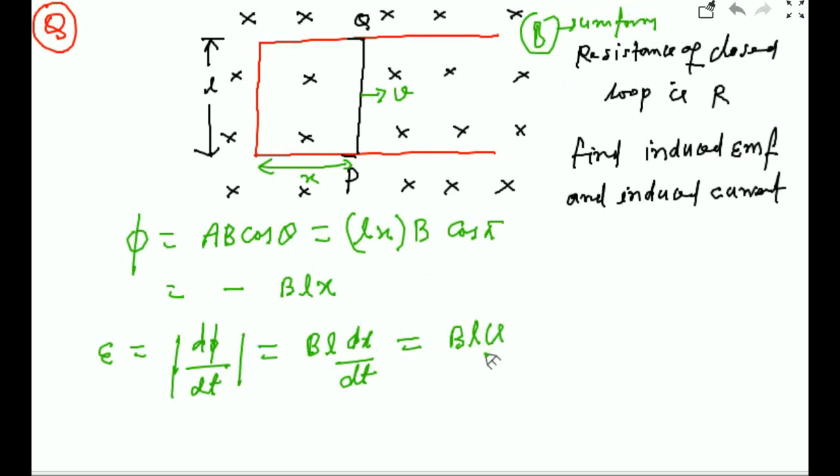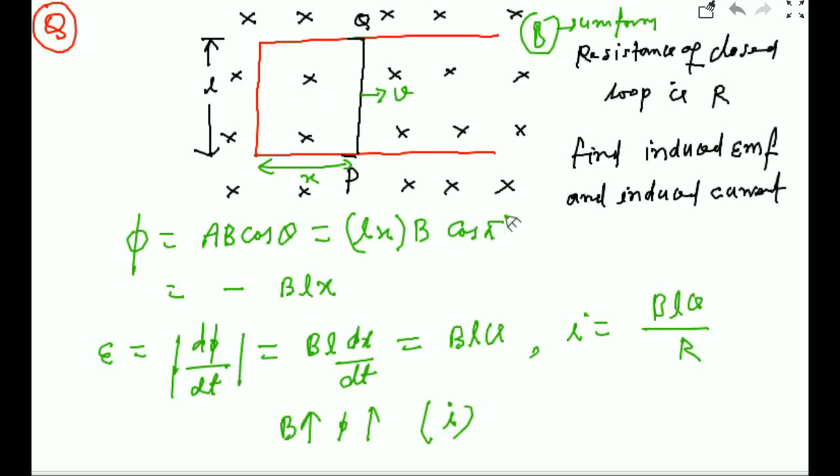What about the current? You can write current equal to B L V divided by R. But the important point is, what is the direction? The induced current will try to oppose the change. What is the change here? Because the magnetic field is increasing, flux is increasing. So the induced current in this loop will try to oppose the initial field. What is the initial direction of the magnetic field? This is into the plane.